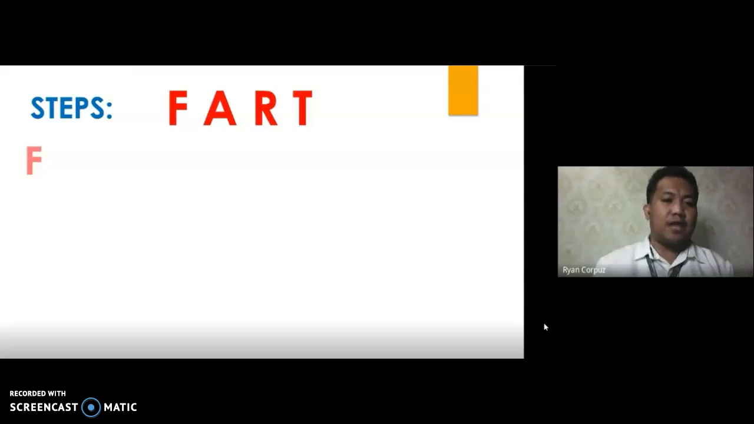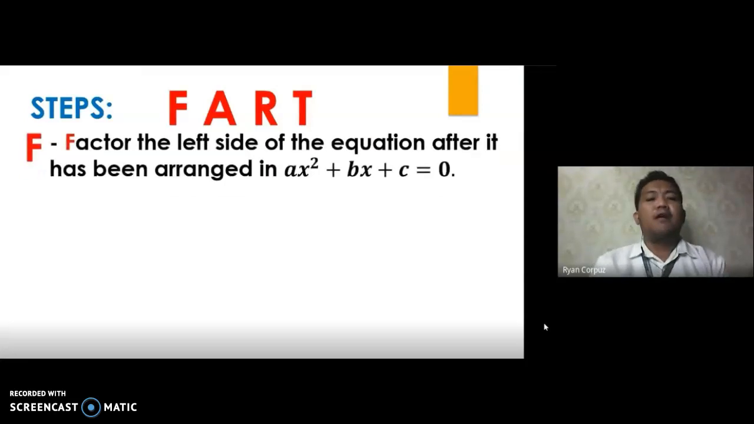So let's have the first step. F there stands for factor the left side of the equation after it has been arranged in ax squared plus bx plus c is equal to 0. Then it's a must in solving quadratic equation. When you're going to use factoring, your quadratic equation should be arranged in the general form of the quadratic equation, which is in the form ax squared plus bx plus c equal to 0.